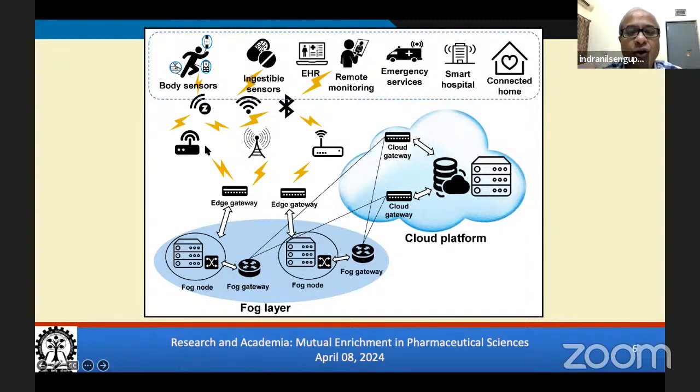There may be local sensors, local computer servers. There is something called fog layer, fog computing. These are like cloud computing, but these are near the users. So from the fog, you can go to the cloud. So all this data which is generated, they finally get deposited in the cloud.